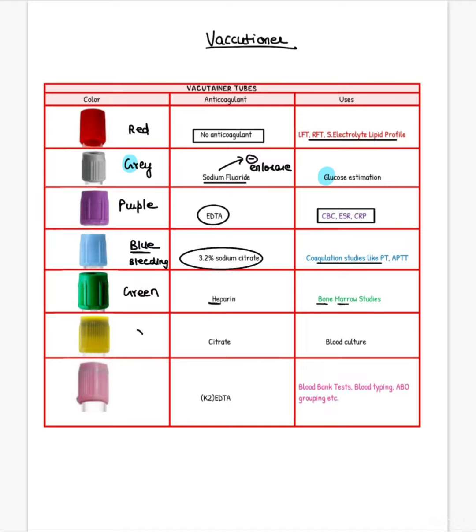Then coming on to the yellow one, this yellow one contains citrate and is used for blood culture. Then your pink one, this pink one is very less commonly found, and this is basically used for blood banking. I have hardly seen this pink one getting used in my labs. Instead, the red one is commonly used, but for blood grouping, blood typing, ABO, the pink one is preferred. This contains potassium EDTA. This is again an important thing, so one of these can be repeated. This is an important topic you must know.